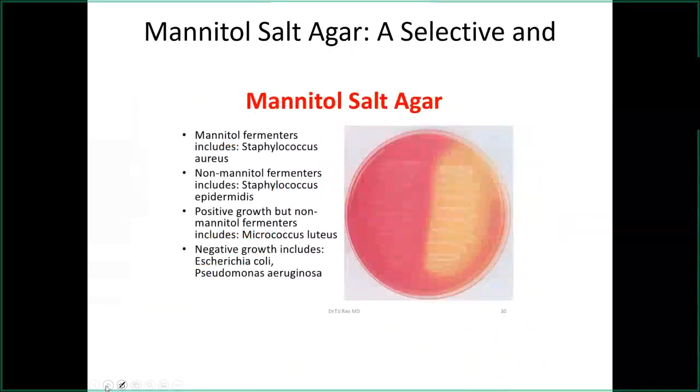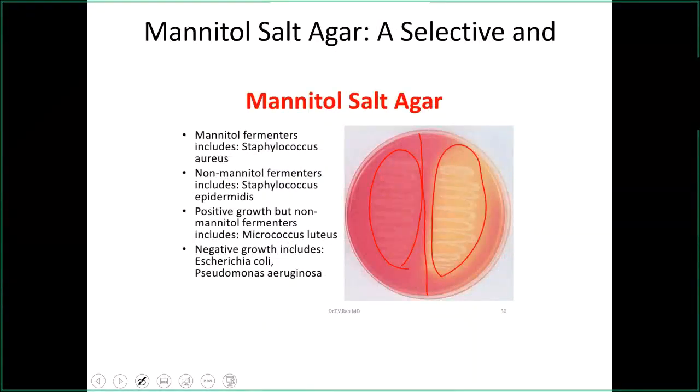So here's a mannitol salt agar plate, and you can see it's divided in half. On one side they streaked an organism that's growing there, but it's not fermenting mannitol. Here we've got one that's growing and it's fermenting the mannitol. You can see the yellow color starting to diffuse out into the surroundings.